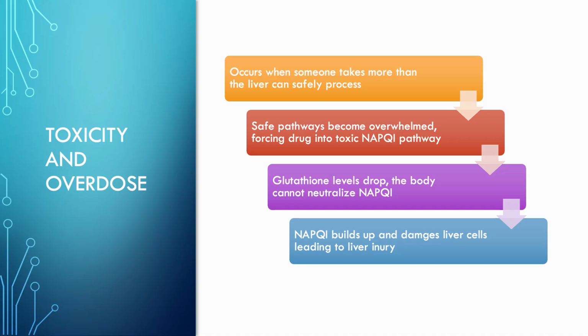Toxicity and overdose. An overdose occurs when the liver cannot safely process the amount of acetaminophen taken. Safe pathways get overwhelmed and more of the drug is converted to NAPQI. If glutathione, the substance that neutralizes NAPQI, runs out, the toxic byproduct builds up and damages liver cells, which can lead to serious liver damage.